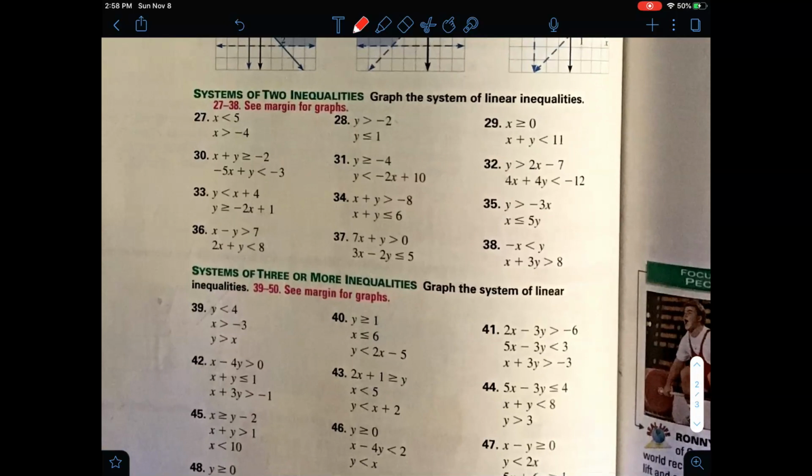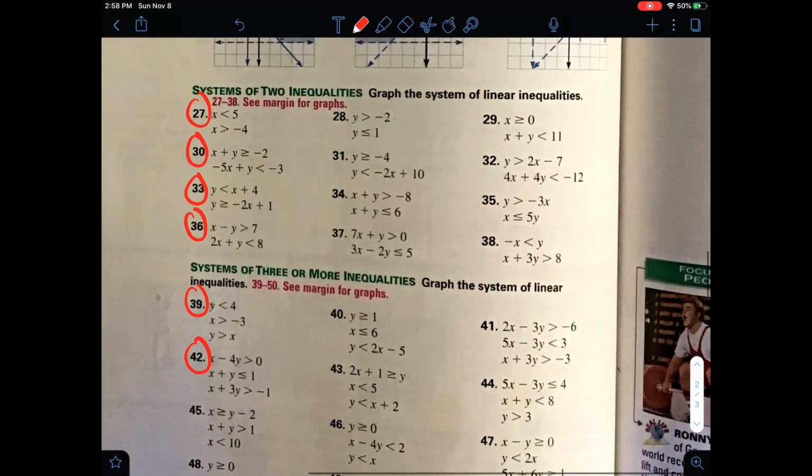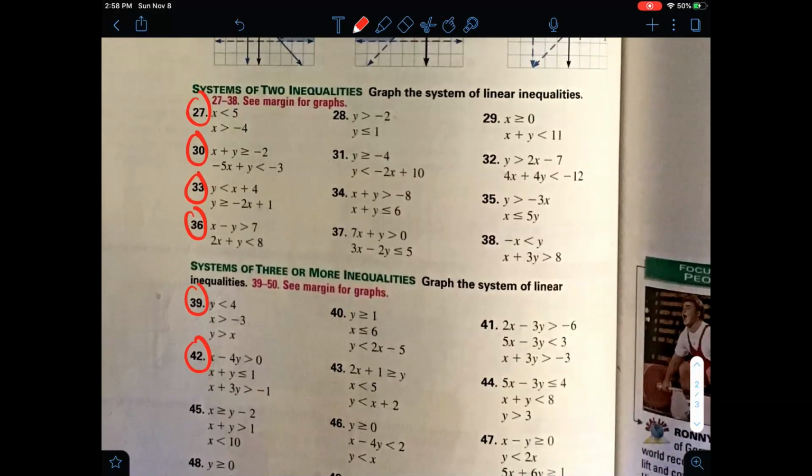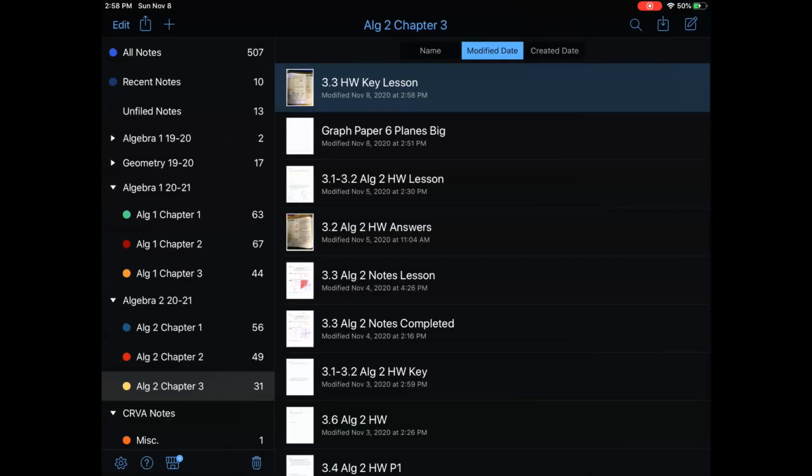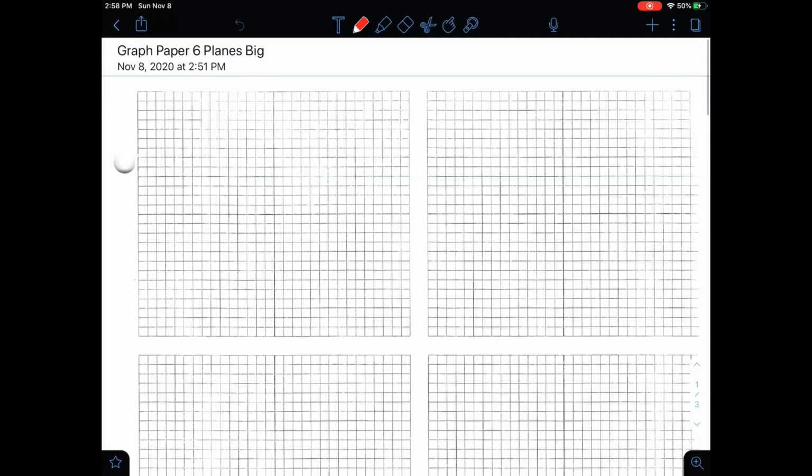Cool. Next we have 27 through 42 by 3, every third problem. Let's just circle them here. All right, so we're going to graph all of these to get some practice. I'm actually going to pull it up on my laptop here. Like I said, I'm doing this just as I go. I don't really have a key made up, so we're going to go through this together. All right, I got them pulled up here now. Okay, so we're going to graph these on graph paper.